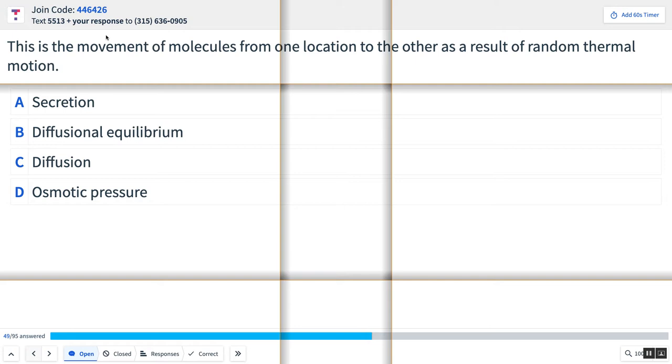And the first question today is, this is the movement of molecules from one location to the other as a result of random thermal motion. This is a definition. Is it the definition for secretion, diffusional equilibrium, diffusion, or osmotic pressure? So you have to decide, this is a definition for one of these answers. A, secretion, B, diffusional equilibrium, C, diffusion, or D, osmotic pressure.